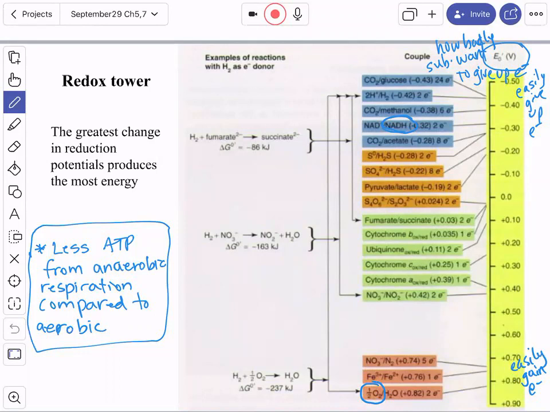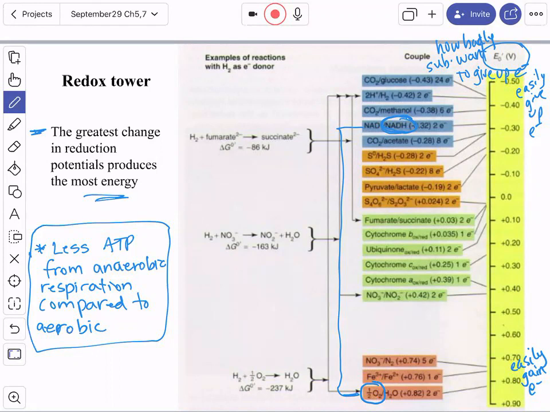Okay, so in aerobic respiration, you have NADH as the electron giver and oxygen as electron acceptor. The longer the distance from NADH to oxygen, the more energy that produces. So the greatest change in the reduction potentials gives us the largest energy gain. And you can calculate that, but I would definitely leave that to your biochemistry professors.